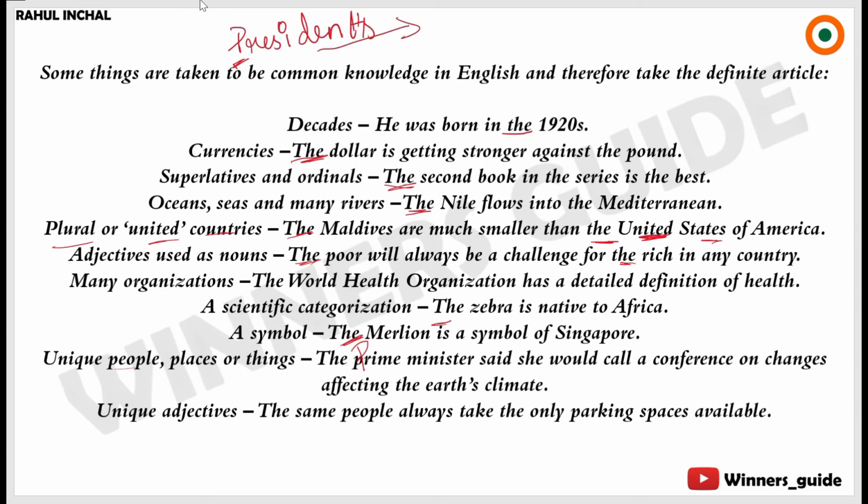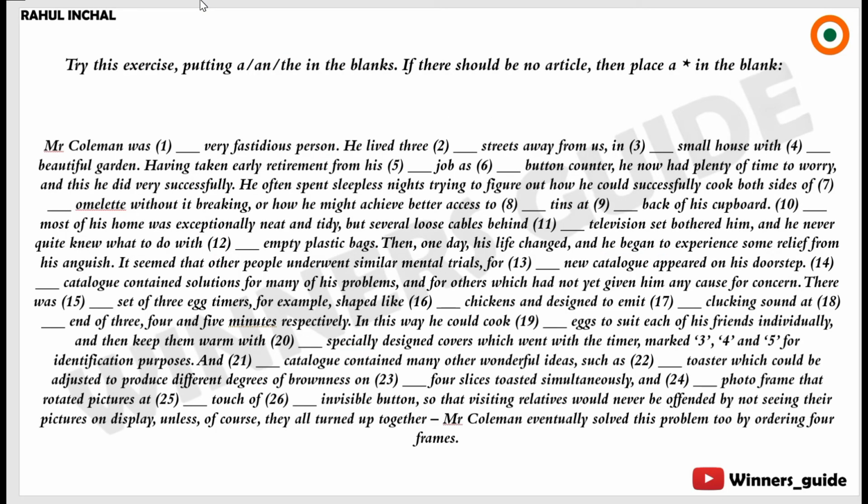Now, unique adjectives, like the same people always take the only parking spaces available. Now, to understand this, just understanding grammar won't help. You will understand the difference between unique adjectives being used in such sentences only when you read more. Okay, now moving on. Since article is something that has only three words: a, an, the. Yet it becomes a little difficult for a few people, whereas it shouldn't absolutely be difficult at all.